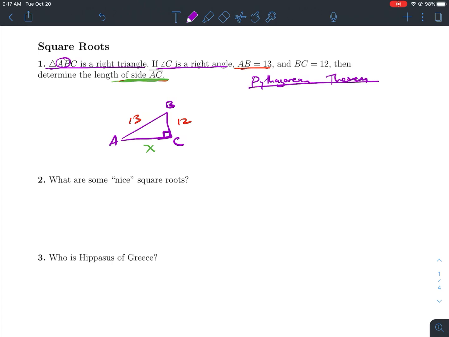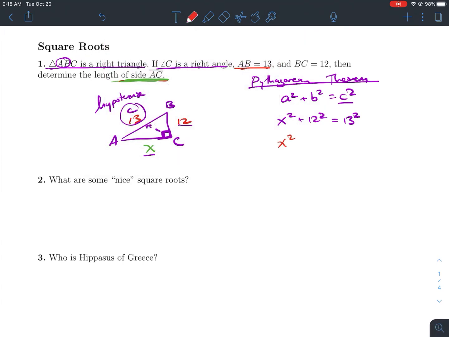So take a second and try to write down what the Pythagorean theorem is. Hopefully you get a squared plus b squared equals c squared. Now when you plug in these numbers, the most important thing to remember is that c is always going to be the hypotenuse, the longest side. This is also always the side that's across from the right angle. So we plug in c is 13, and here for a and b, we plug in these sides, and it doesn't matter the order that we plug them in. So we can do x squared plus 12 squared equals 13 squared.